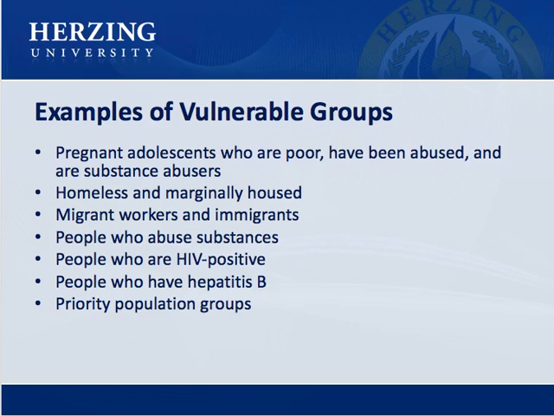Examples of vulnerable groups. Vulnerable population groups include the poor and homeless, pregnant adolescents, migrant workers, immigrants, the severely mentally ill, substance abusers, those who have been abused, victims of violence, people with communicable diseases, people who are HIV positive or have hepatitis B virus, and people with sexually transmitted diseases. Priority population groups are groups targeted by national governments for special emphasis in healthcare goals because their health status is poor.